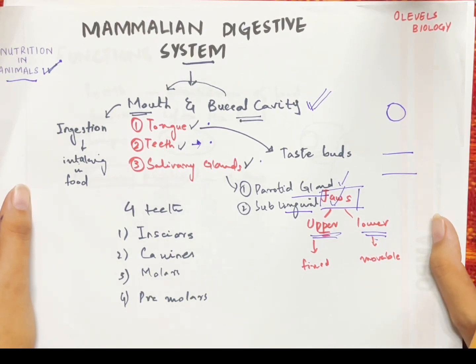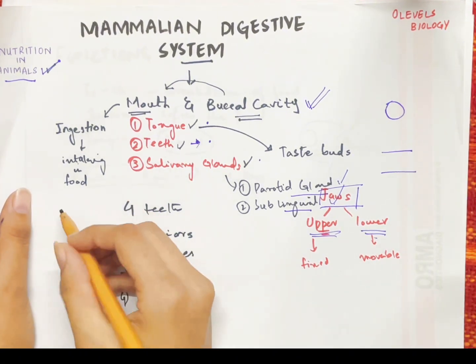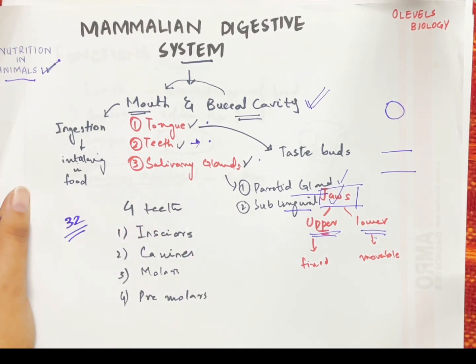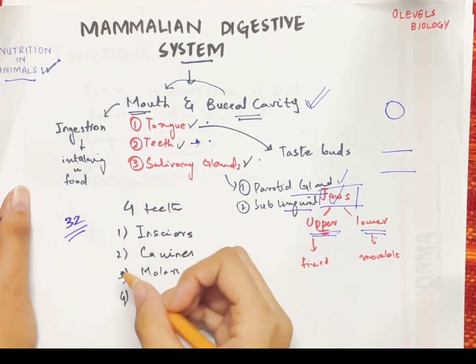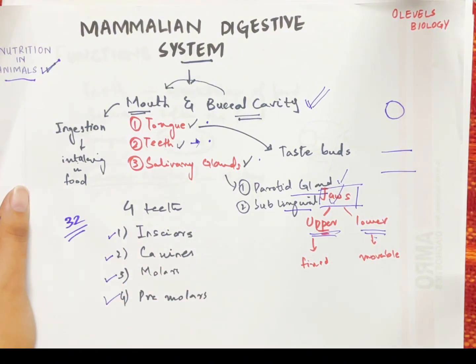Let's come to what kinds of teeth are present in our mouth and the total number of teeth in a human body. The total number of teeth in a human body is 32. They are classified into four kinds: the incisors, the canines, the molars, and the premolars. These four kinds make up the 32 teeth present in a human body.